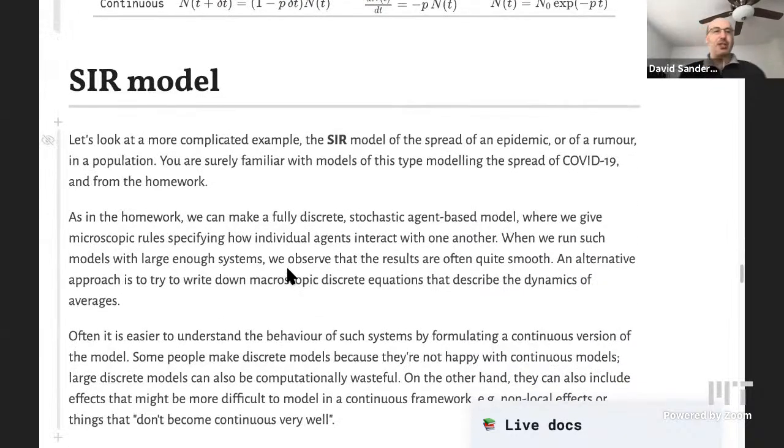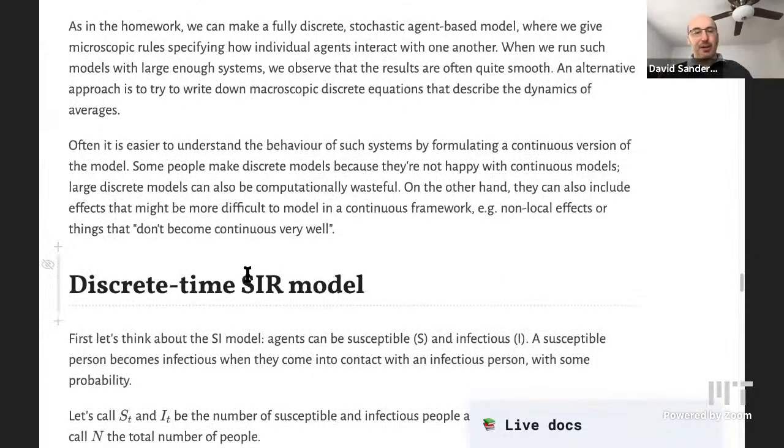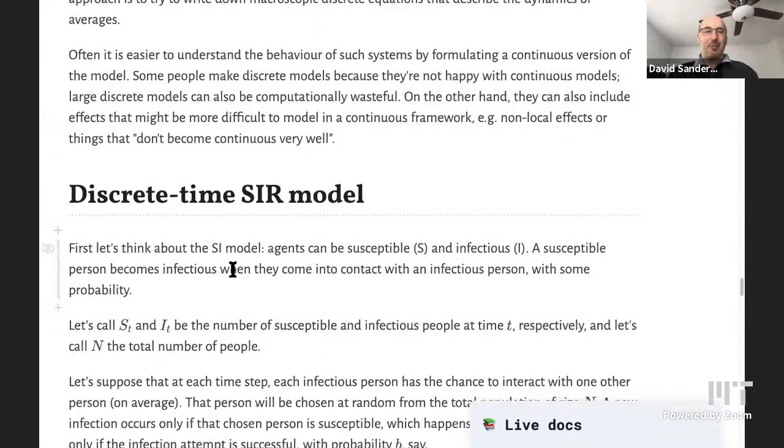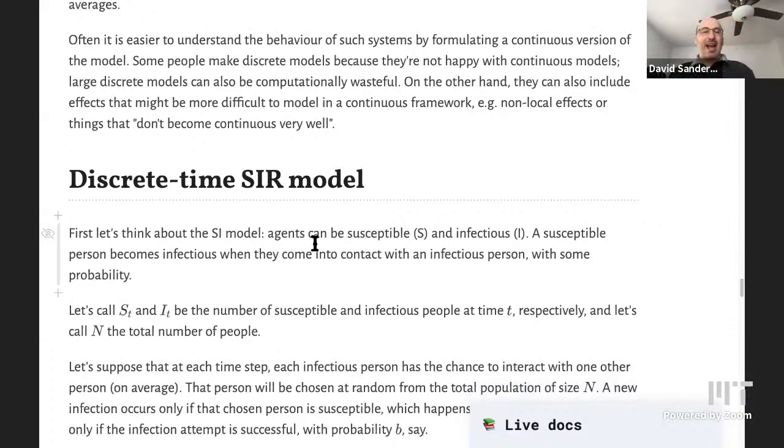So how does this work? You've actually been doing this for homework, so you probably know about this already, and from reading the newspaper. Agents are just people, and they can be susceptible, which means they are available for the disease to attack them, or infectious. So how do you get from being susceptible to being infectious?